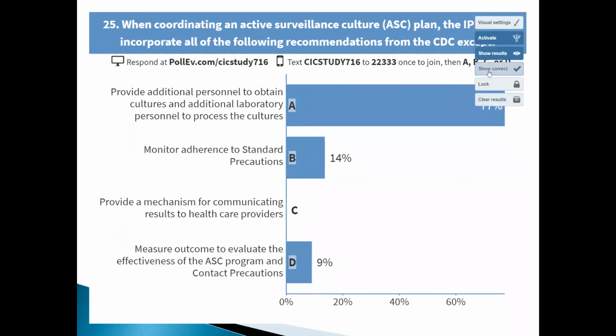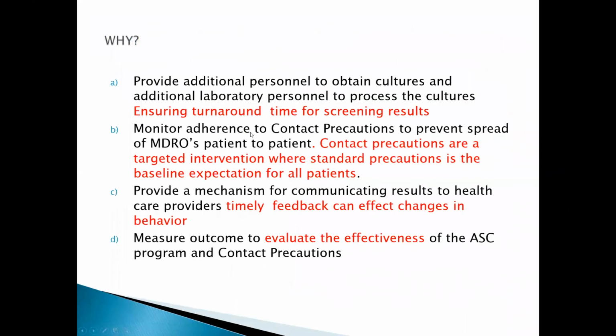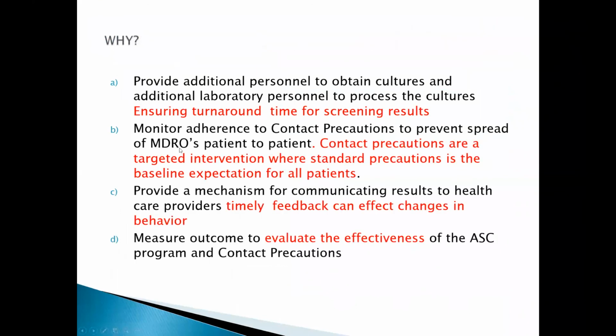Right, most people going with A, but actually it is monitor adherence to standard precautions. Let's see if we have a slide on this. Now I'll read you a little bit more out of the book. All right, so this is just going through why these are correct or incorrect. So the correct response, except. You wanted to do all these other three. You don't want to monitor adherence to standard precautions. So looking at this, what you actually want to do is monitor adherence to contact precautions to prevent the spread of MDROs to patients. So contact precautions are a targeted intervention where standard precautions is the baseline expectation for all patients.